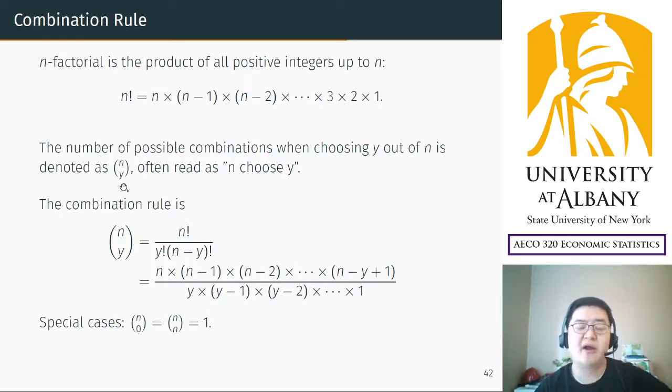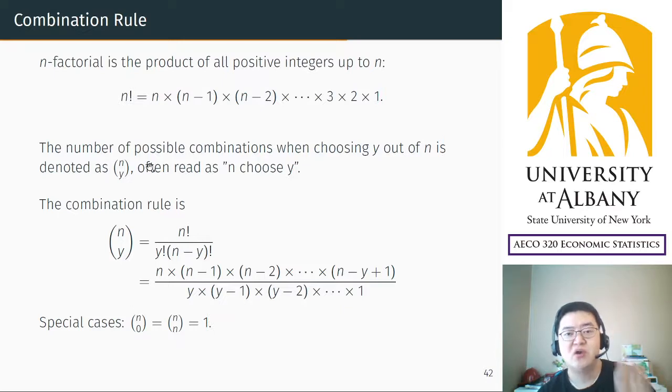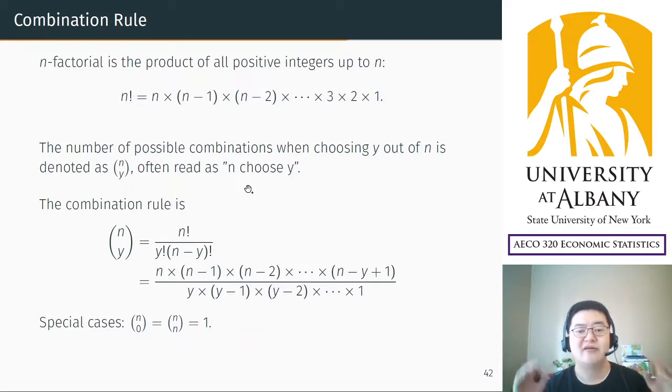And n chooses y. So in our example, there are four reservations, and among four, you have to choose two canceled reservations. So 4 choose 2 is what you need. N equals 4, y equals 2. Then the conclusion is that the combination rule is how many different combinations are possible when you choose 2 out of 4. It follows this.